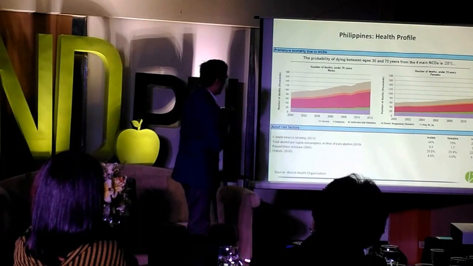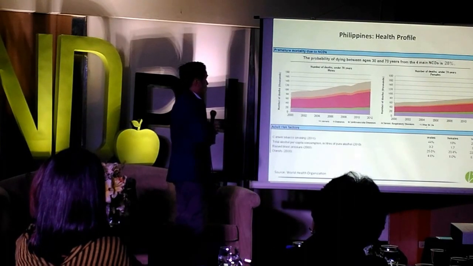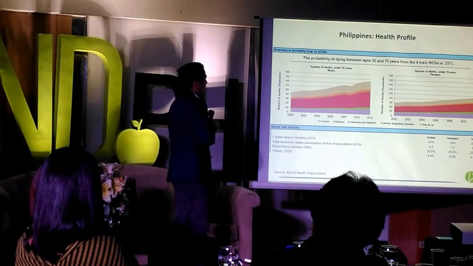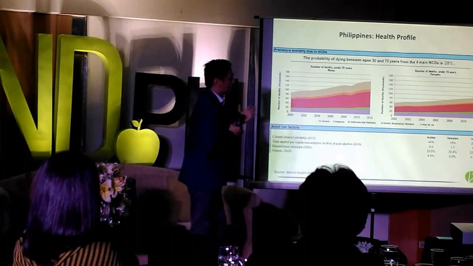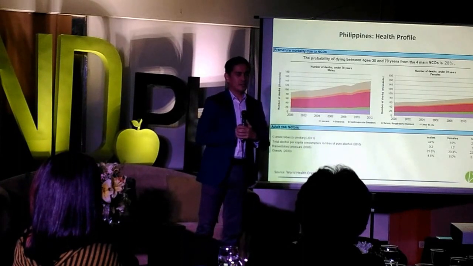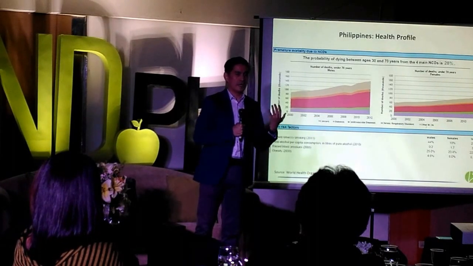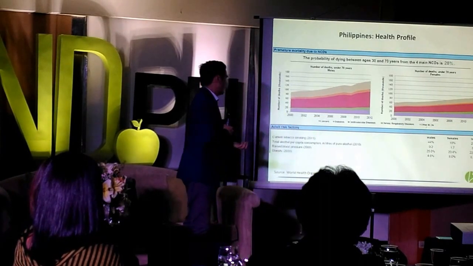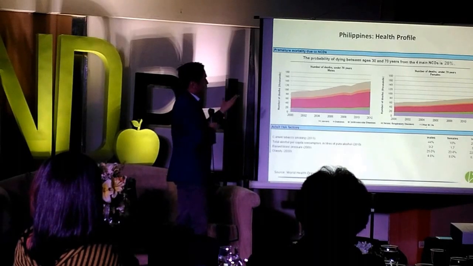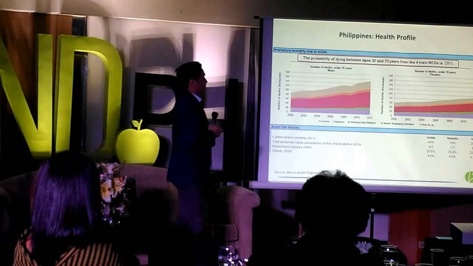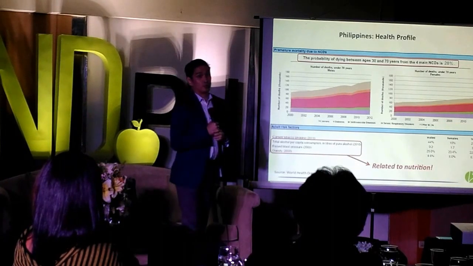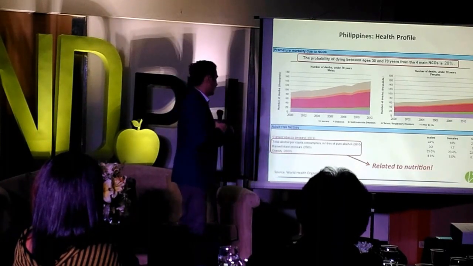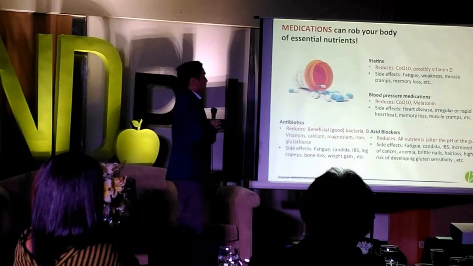So next, like I said, the Philippine Health Profile: the probability of dying between ages 30 and 70 years from the four main non-communicable diseases, particularly heart disease, cancer, diabetes, is, what, next slide please, 28%. So the thing is, most of it are related to nutrition.